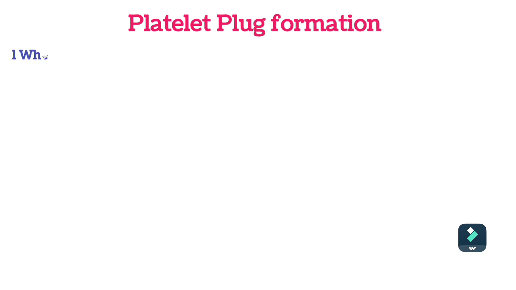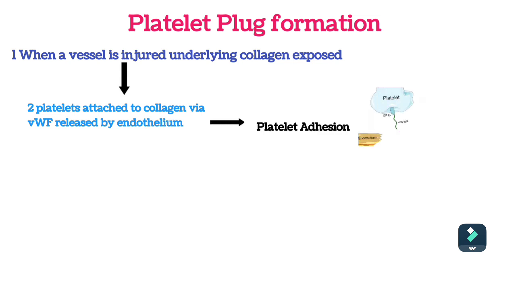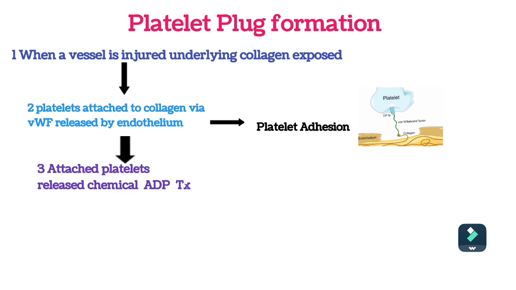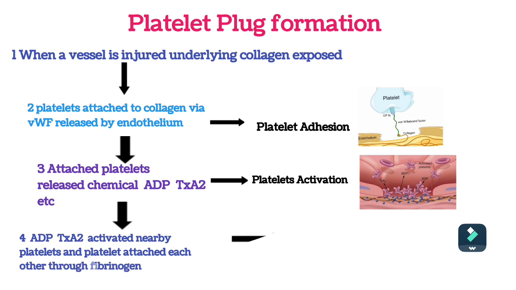site. Summary of platelet plug formation. 1. When a vessel is injured, underlying collagen is exposed. 2. Platelets attach to collagen via VWF, released by the endothelium. This first platelet attachment to a non-platelet surface is called platelet adhesion. 3. The attached platelets release chemical signals, e.g. ADP, thromboxane A2, which activate nearby platelets in the bloodstream. This is called platelet activation. 4. ADP and thromboxane A2 activate other platelets, and the platelets attach to each other via fibrinogen. This platelet-to-platelet attachment is called platelet aggregation.